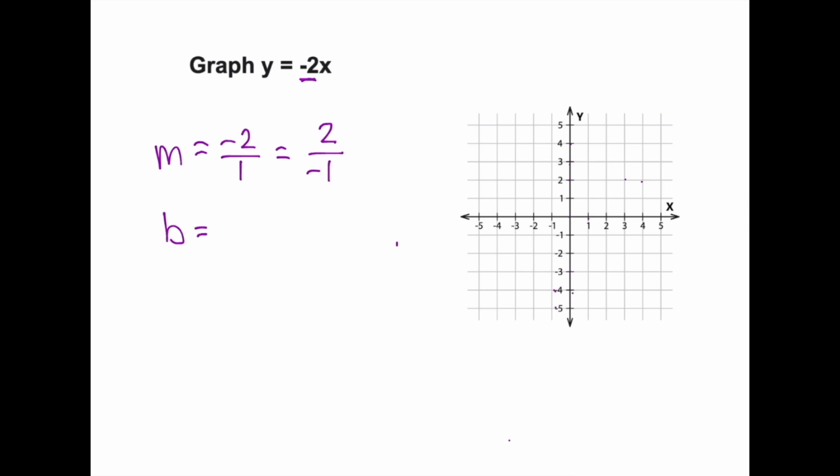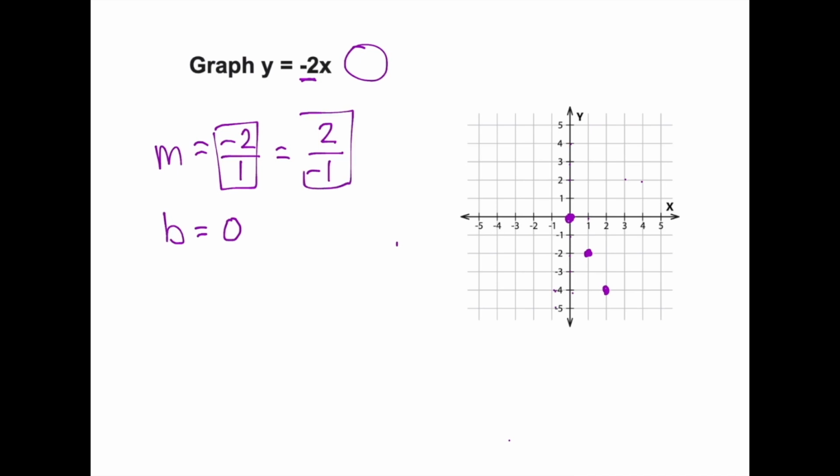If you notice, we did not have a plus b. There's nothing there. So in that case, our y-intercept is 0. So our first step is to put the dot at our y-intercept, which is 0. From there, we're going to go down 2 and positive 1.